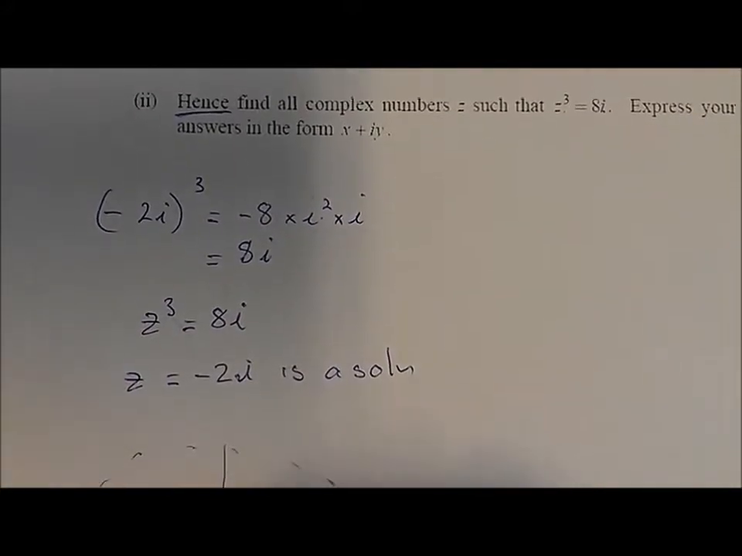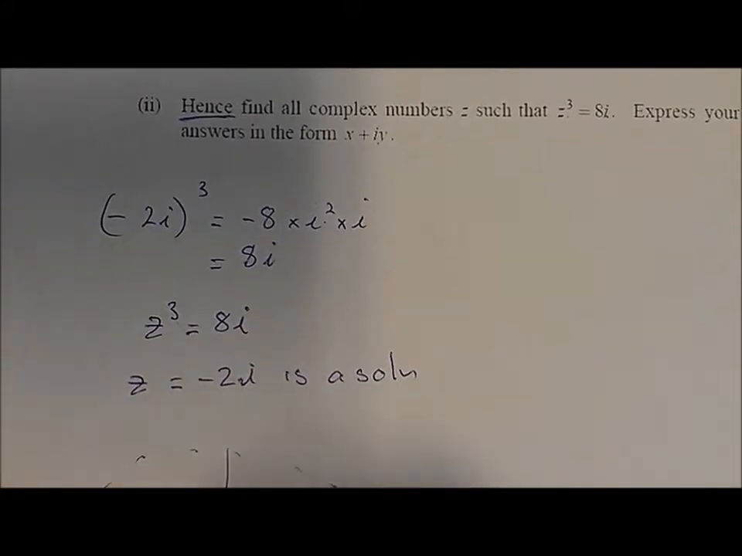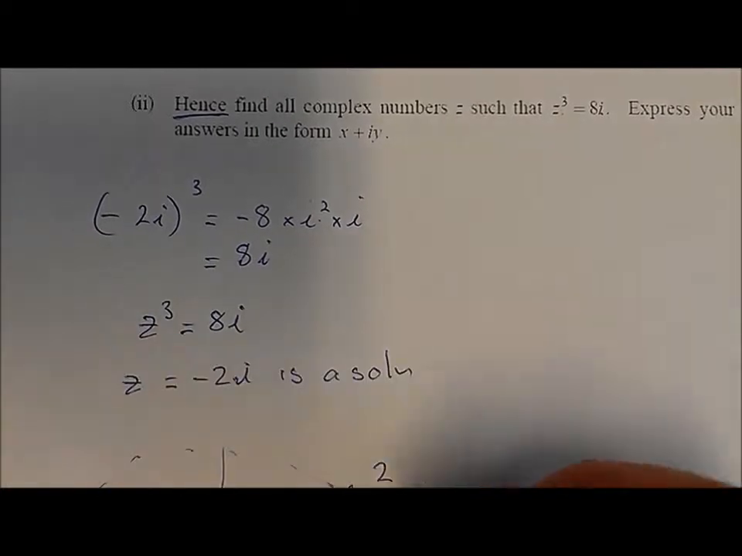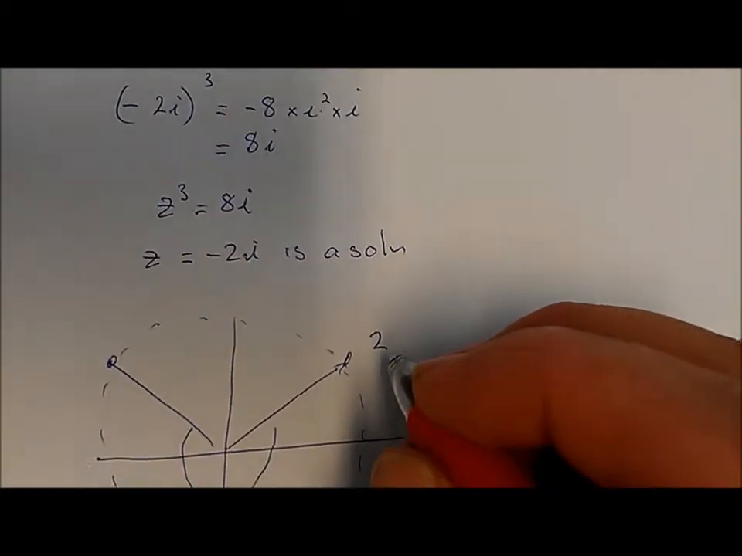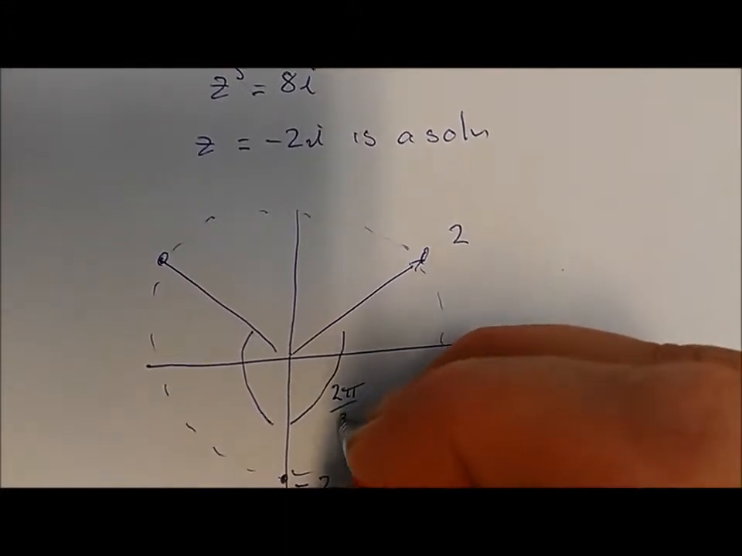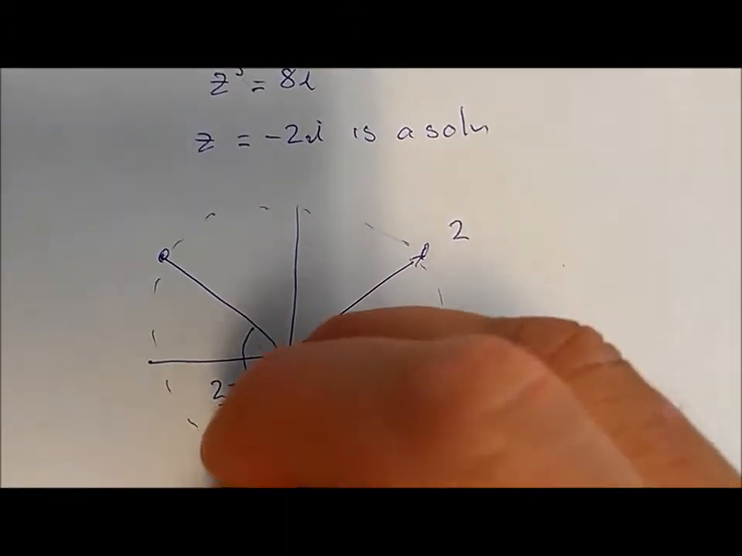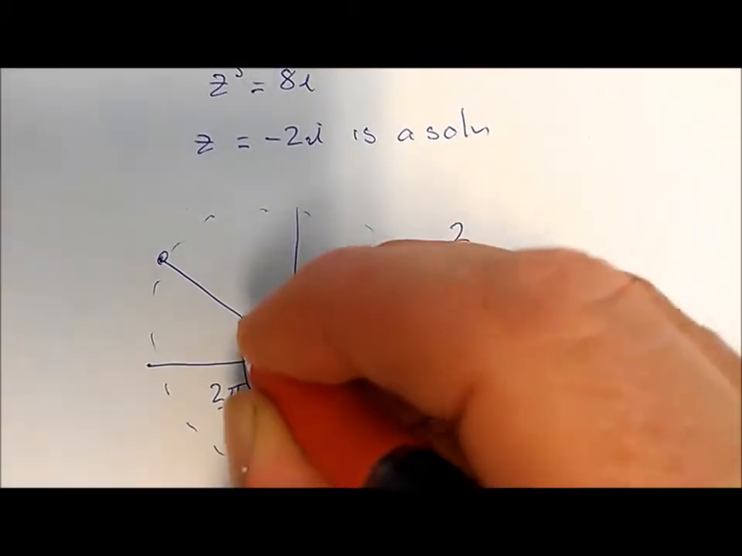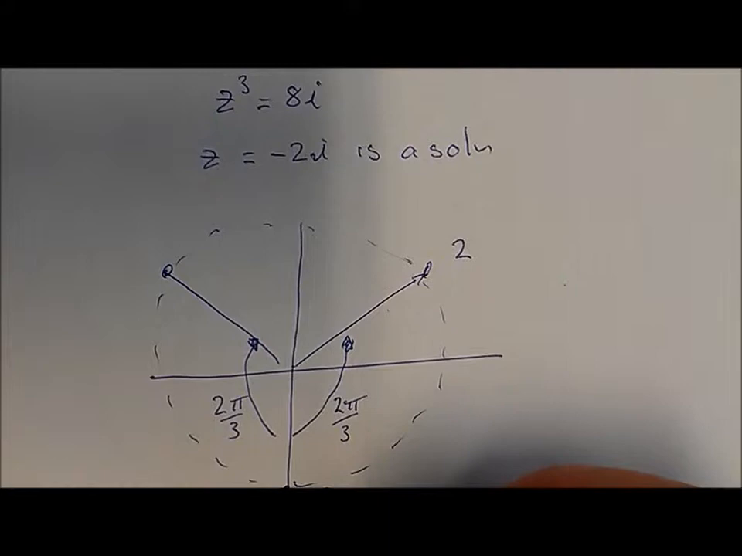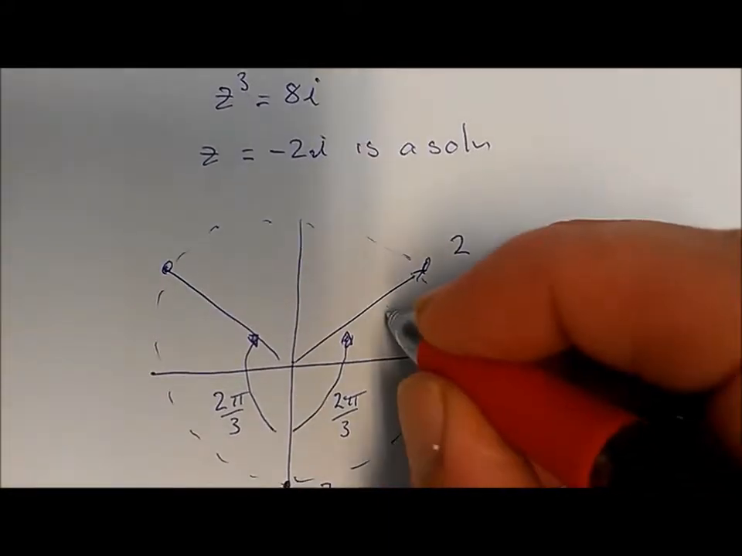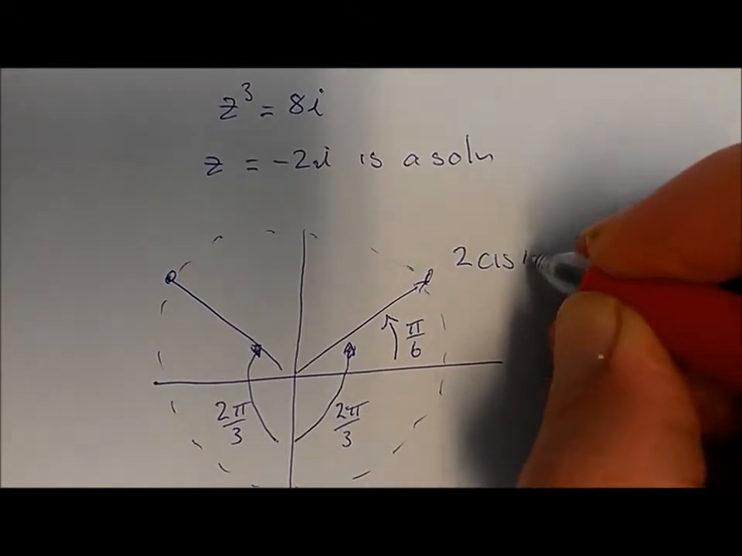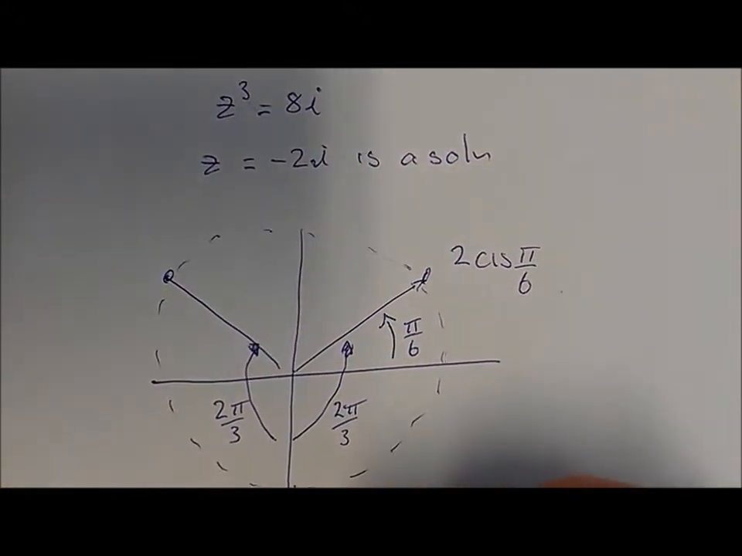So it's going to be 2 pi on 3 and 2 pi on 3 this way, and that'll give me my other 2 solutions on this circle. Oops, sorry, not doing that very well, am I? It'll be 2 pi on 3 away from negative 2i in these 2 directions, to divide that circle equally into 3 spaces. That would mean this angle in here is going to be pi on 6, so this will be 2 cos i sine pi on 6.